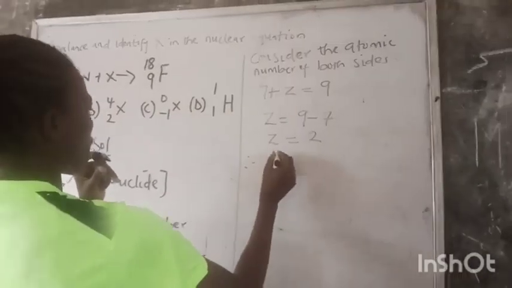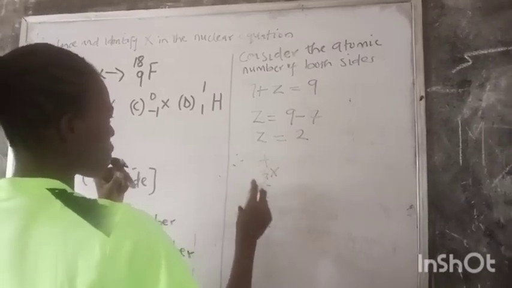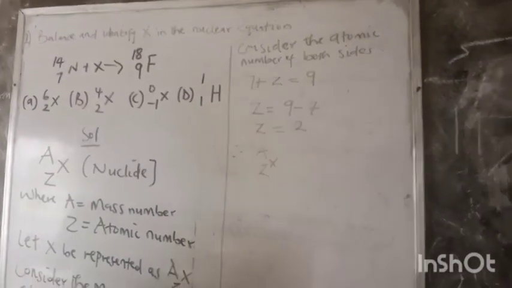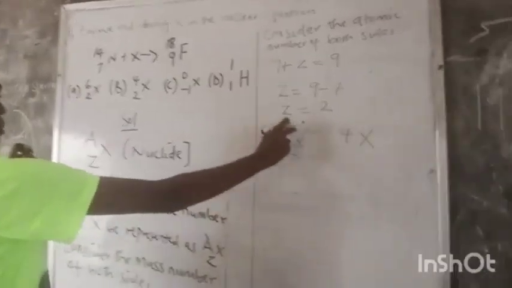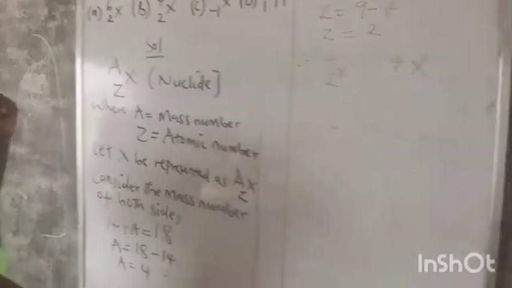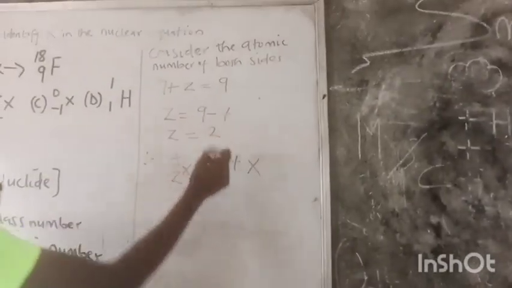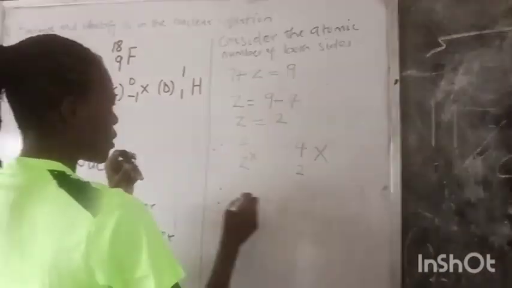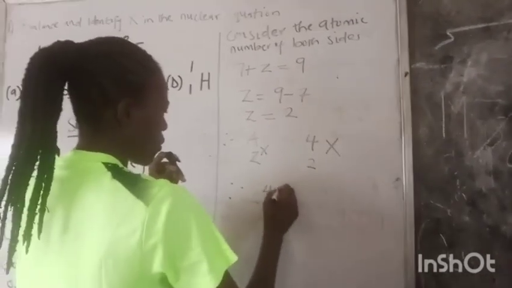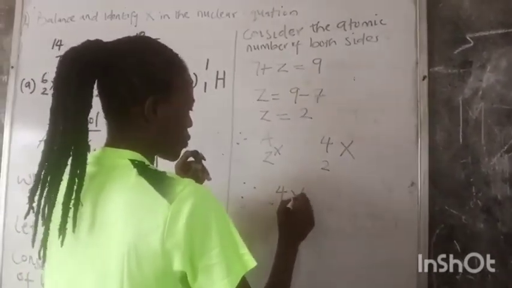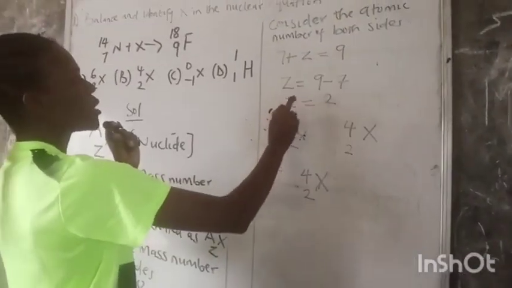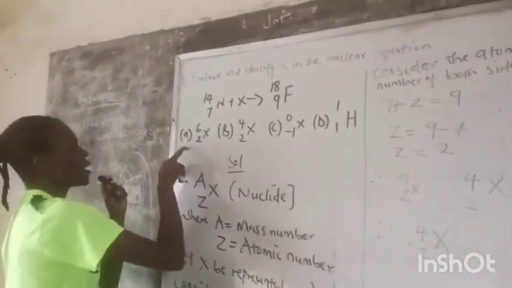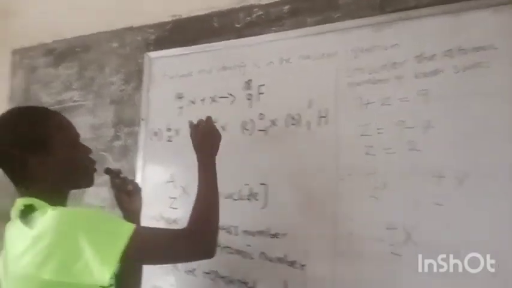So therefore, we're going to balance. We say A, Z: the mass number gotten, A, is equal to 4, and the atomic number Z gotten is equal to 2. So it becomes 4 with subscript 2. That's 4 representing the mass number and 2 representing the atomic number. From the options given to you, A, B, C, D, the answer is B.